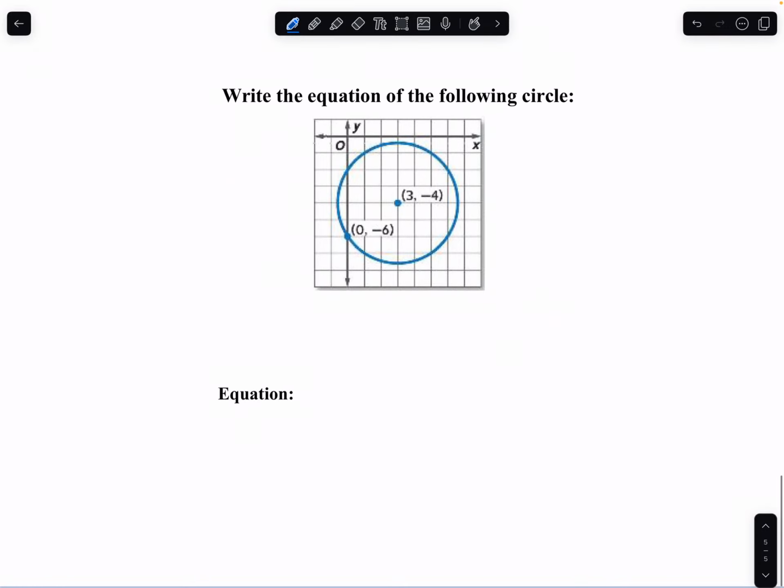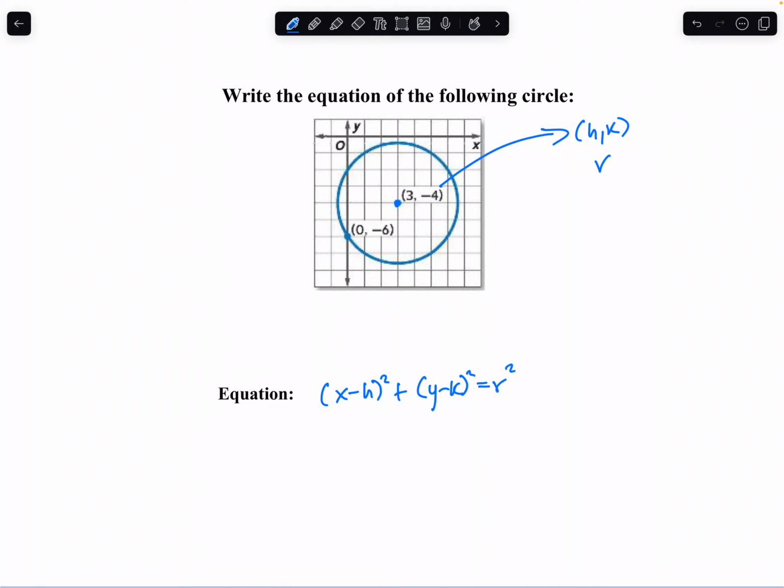Can we write the equation of the circle? Right? What two things do we need to find the equation? We need the center and we need the radius. We need two things. We already have the center here at 3, -4. We already have h and k. That's it. Right? So in our equation, we have x minus h plus y minus k equals the radius squared.